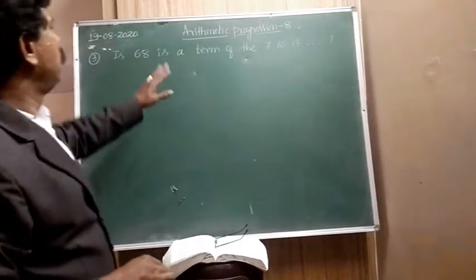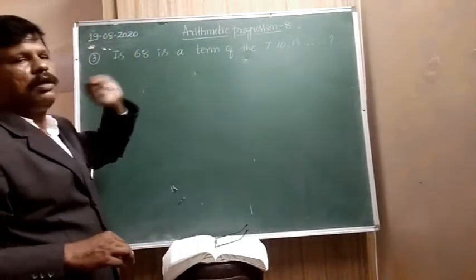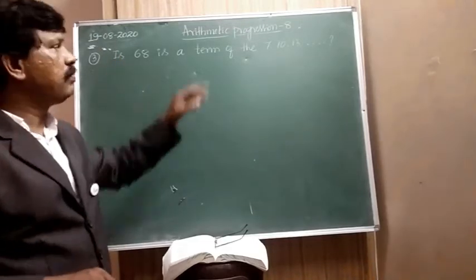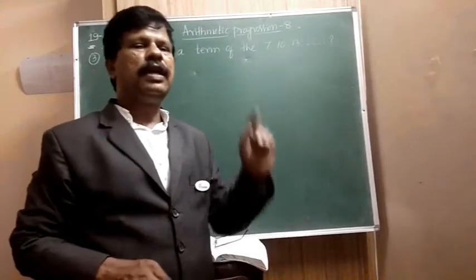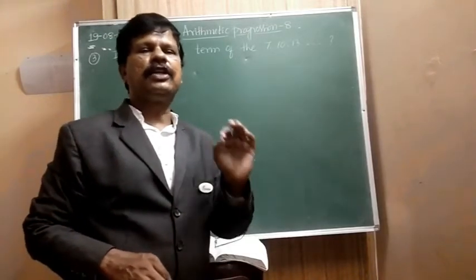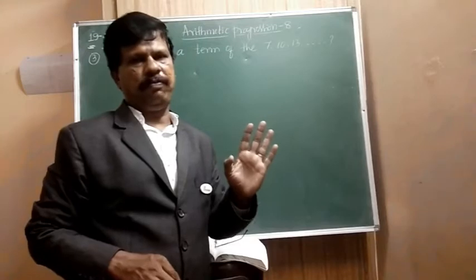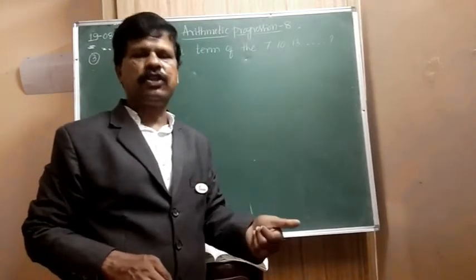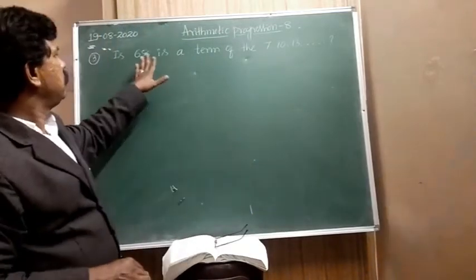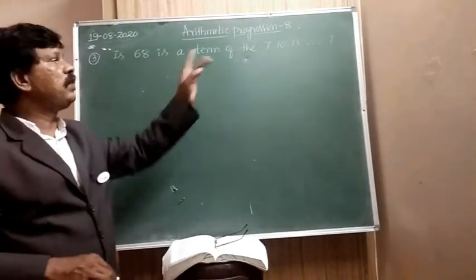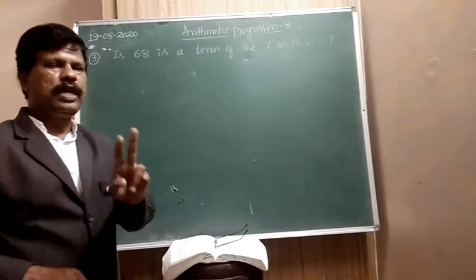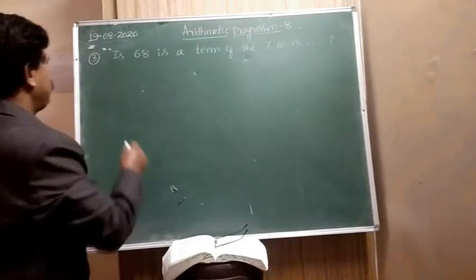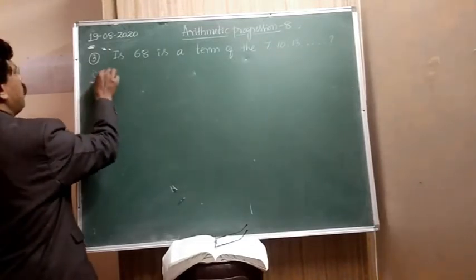Now for that, what should we find out? Remember this, if the given number is a term of that AP, then definitely N we will get as a rational, that means a whole number. If N is not a whole number, if it is a fraction, then definitely the given number is not a term of that AP. So these two things, keep in your mind and work out. Clear? Now first solution, what we can write?